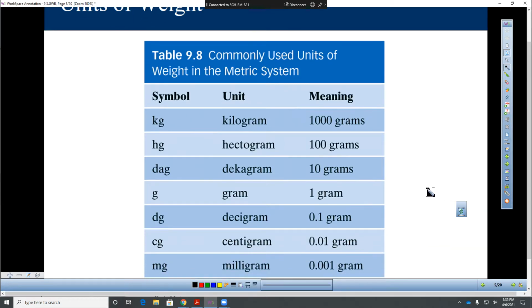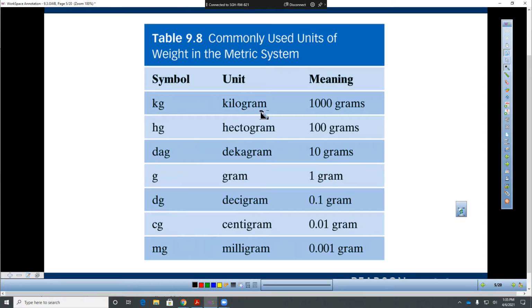Here is the metric based on the gram. Notice it's still the kangaroos hop down. Instead of mountains of meters, we use grams, drinking chocolate milk. All right, if I want to go from centigrams to hectograms, that's 1, 2, 3, 4 hops to the left. So I'd move the decimal 4 hops to the left.